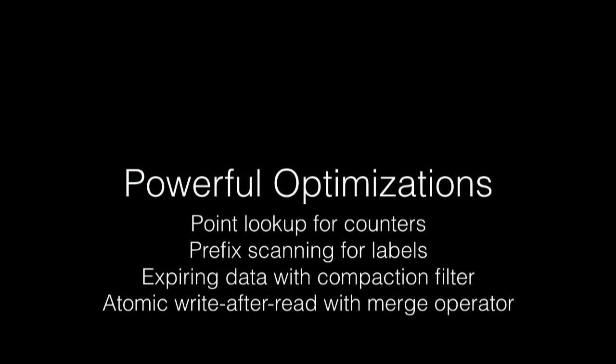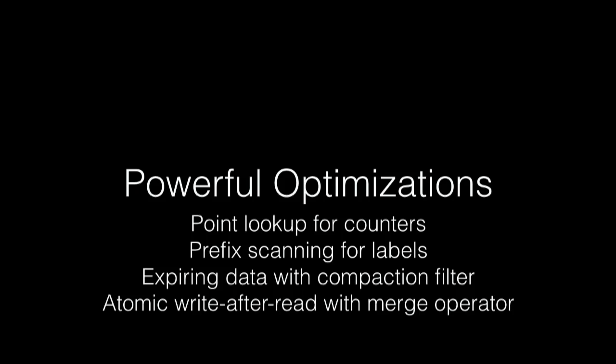About optimization, there are a lot of interesting things that we can do with RocksDB that help us build different databases for different purposes. For example, if we want to build a counter database, it's mostly point lookup, so we can do point lookup optimization with RocksDB. And if we want to get a list of labels for a user or for an IP, then we can do prefix scanning with RocksDB, both of which are natively supported. There are also advanced features like compaction filter, which we use a lot in order to expire old data in the database. And if we want to do atomic write after read, then you can apply a merge operator to your database.